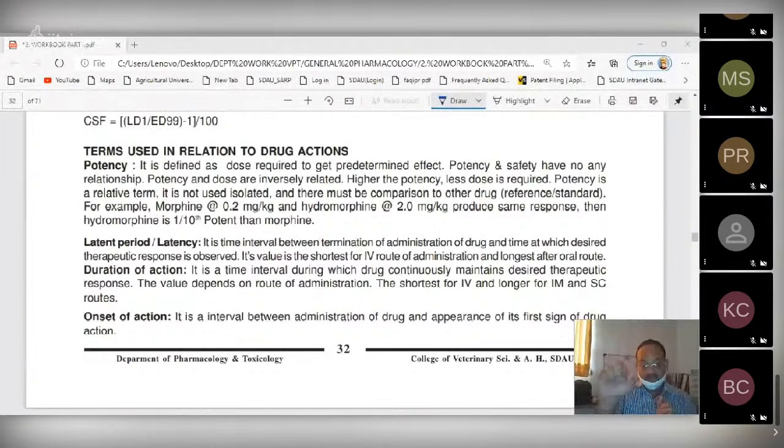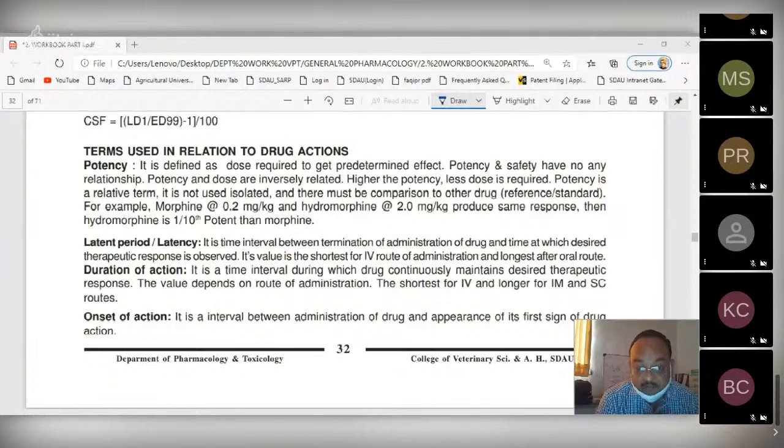Say for example, if we have seen a drop of 2 degrees centigrade in the body temperature, the dose will be considered as the potency. But if our desired therapeutic response is 4 degrees centigrade, then potency will change. So it's a relative parameter. It's not an absolute value. It is dependent on other parameters. So it's not an absolute term.